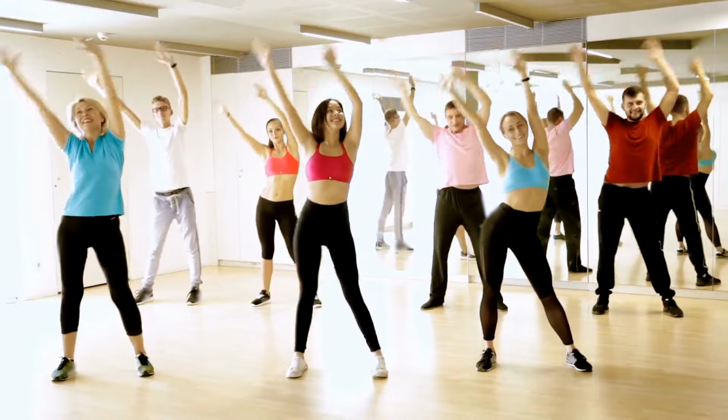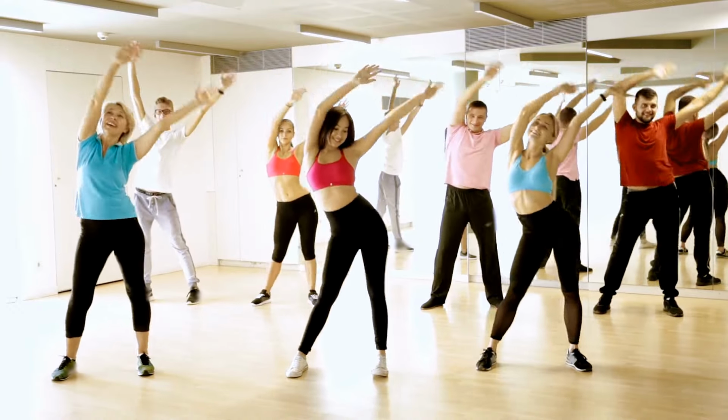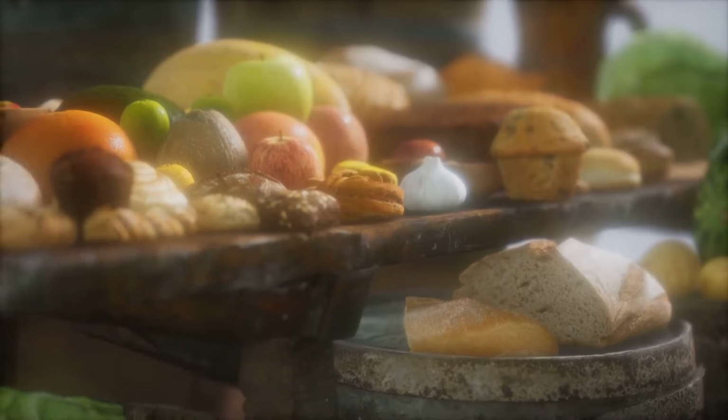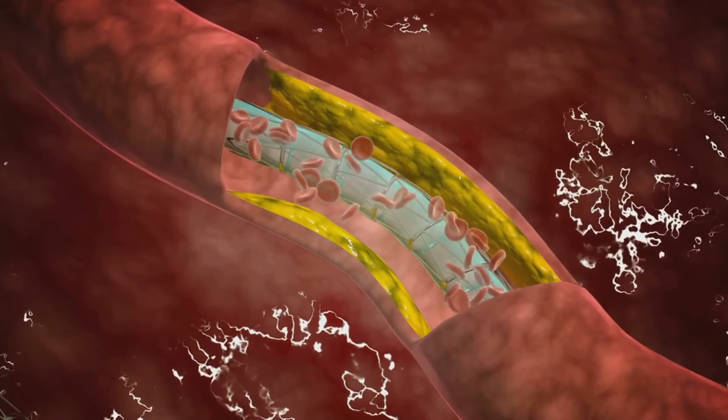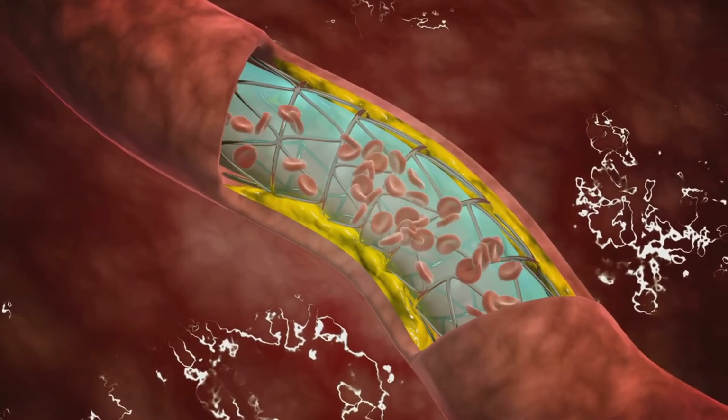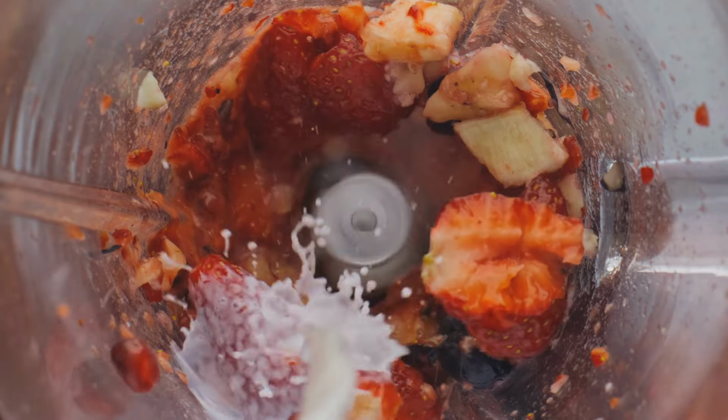Carbohydrates. Carbohydrates are the body's primary source of energy. They are found in foods such as bread, rice, pasta, and fruits. Carbohydrates are broken down into glucose, which is used by the body's cells for energy. There are 2 types of carbohydrates.